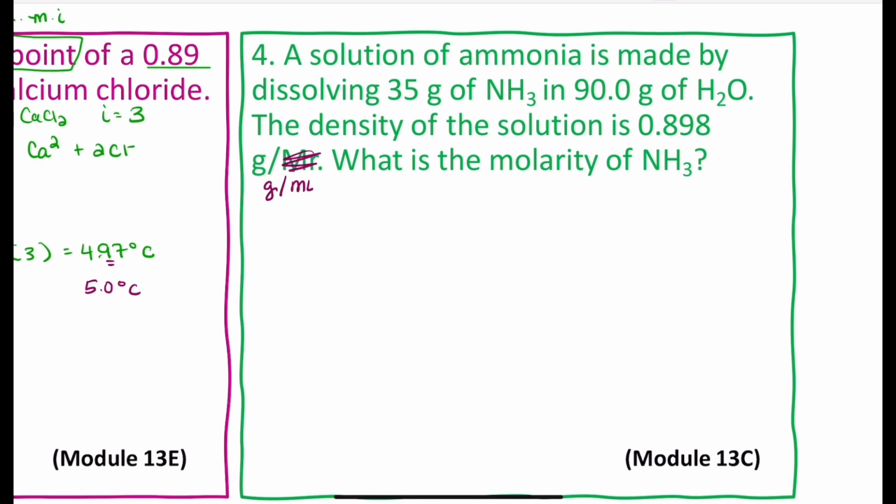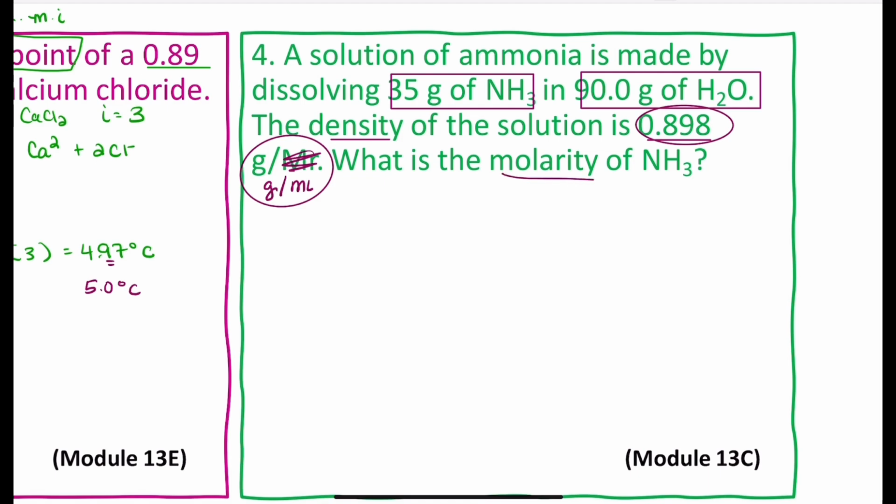Okay, let's see. Let's go back. What do we got? We got 35 grams of ammonia. Okay. Got 90 grams of water. Okay. I've got a density of the solution. Okay. And I want molarity. So what I want is number of moles of NH3 for every liter of solution.